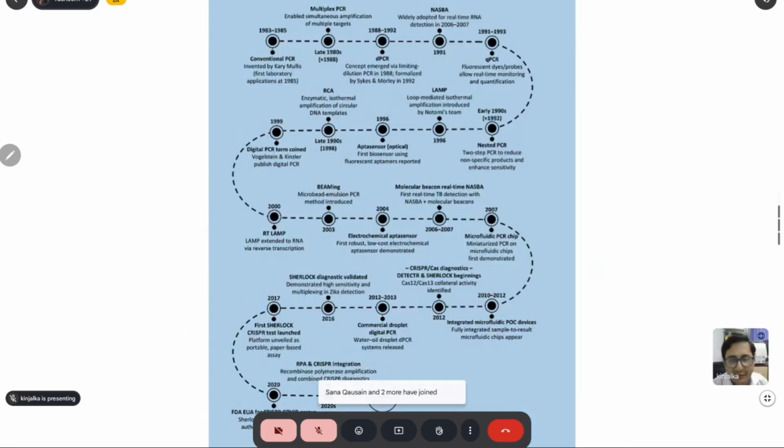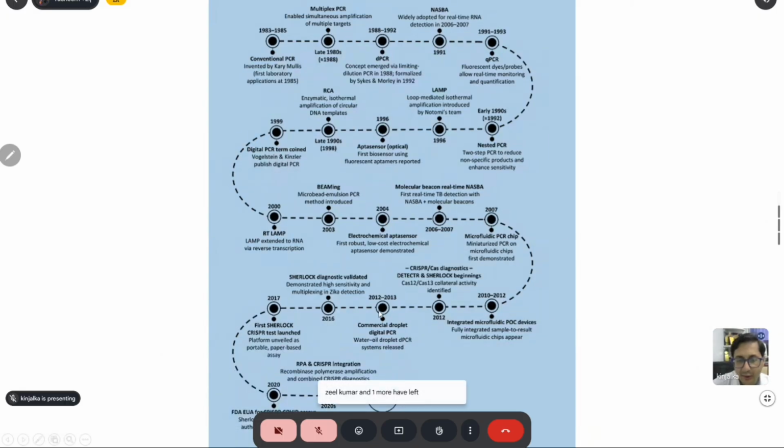Right. So this is a flowchart showing the historical importance. Conventional PCR invented by Kary Mullis, first application 1985. Then later on, in the late 80s, it got multiplexed. Then you had something known as nucleic acid sequence-based amplification, NASBA, which got widely utilized. Then you had LAMP, RCA, all these things. So this is just for your understanding of which are there.